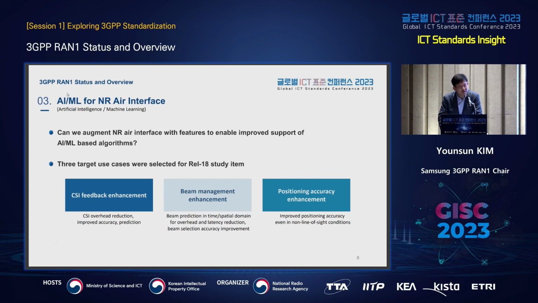And then there's positioning. Now, positioning, as well as CSI and beam management, is something that's supported in 5G. However, the limitation of the current cellular positioning is that as soon as you lose line of sight, your positioning accuracy drops. So if there's no line of sight with the base station, your positioning accuracy drops miserably. And the question here would be, can AI/ML help to address this?